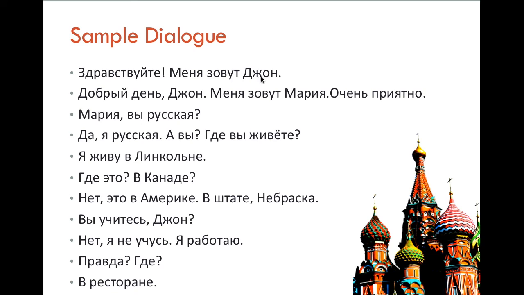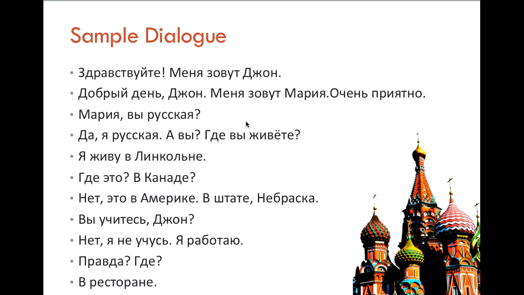Здравствуйте. Меня зовут Джон. Добрый день, Джон. Меня зовут Мария. Очень приятно. Мария, вы русская? Да, я русская. А вы? Где вы живете? Я живу в Линкольне. Где это? В Канаде? Нет, это в Америке, в штате Небраска. Вы учитесь, Джон? Нет, я не учусь. Я работаю. Правда? Где? В ресторане.